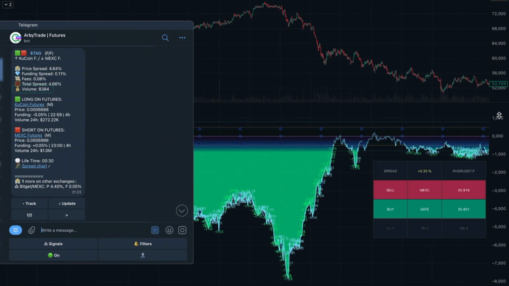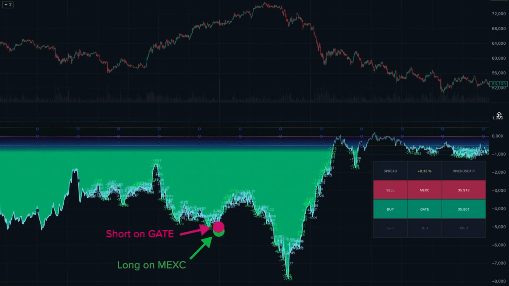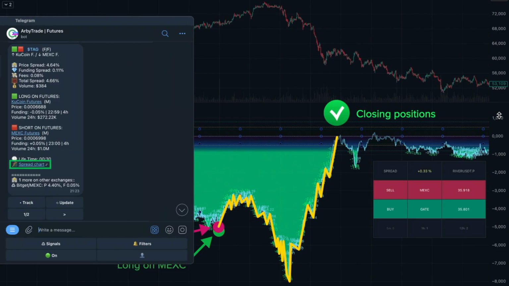In the signal, we see the current market entry prices on both exchanges, the coin's liquidity, the nearest funding rates, the exchange price spread, the funding rate spread, and the total spread. You can flexibly filter the signals according to all these parameters to suit your preferences. At that moment, we open a long position on MEXC and a short position on Gate. Then we simply wait for the spread to converge.